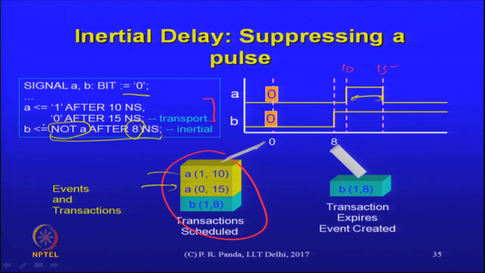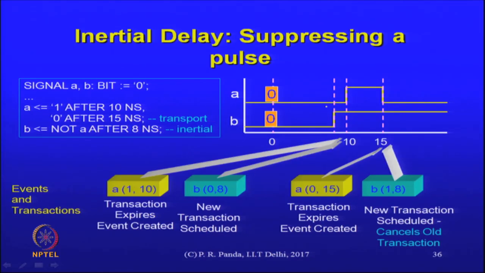At time 0 all the statements are evaluated. So, not A is evaluated. So, value of 1 is being scheduled on to B at time 8, right. So, 8 nanoseconds from time 0. So, that is my event queue as of now. These are the 3 transactions that are there. That is the first transaction that is picked up for processing. So, that results in a transaction expiring at 8 and an event being created on B at time 8.